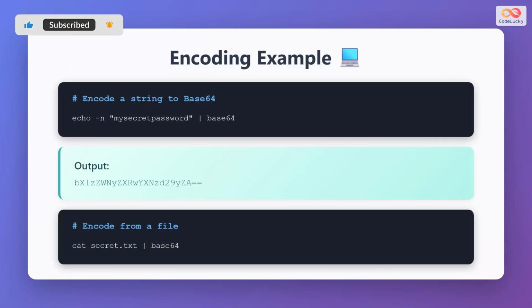Let's see Base64 encoding in action with practical examples. To encode a string to Base64, you can use the command echo -n followed by your text in quotes, then pipe it to base64. For instance, encoding my secret password produces the Base64 output bXlzZWNyZXRwYXNzd29yZA==. You can also encode data from a file by using cat followed by the file name, then piping it to base64. These commands are essential tools for manually creating Base64 encoded values for your Kubernetes secrets.